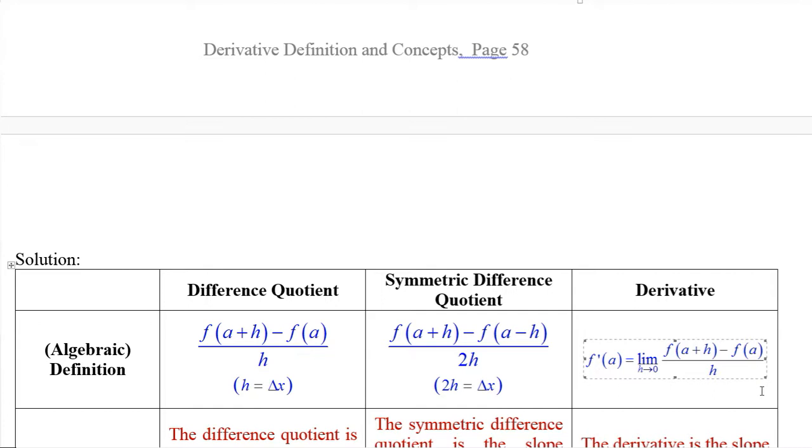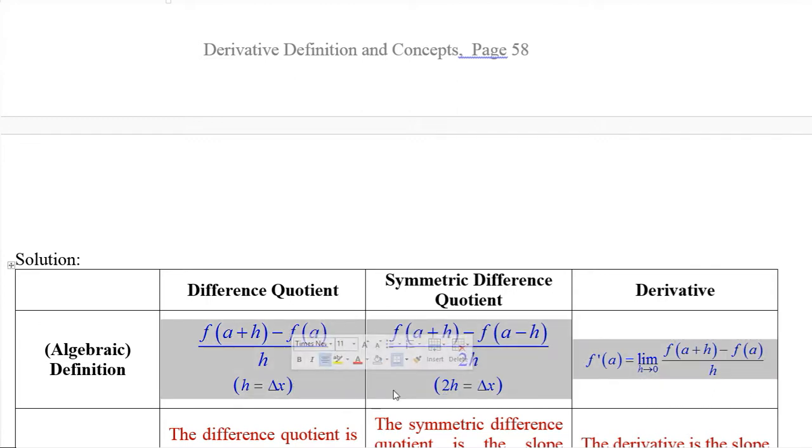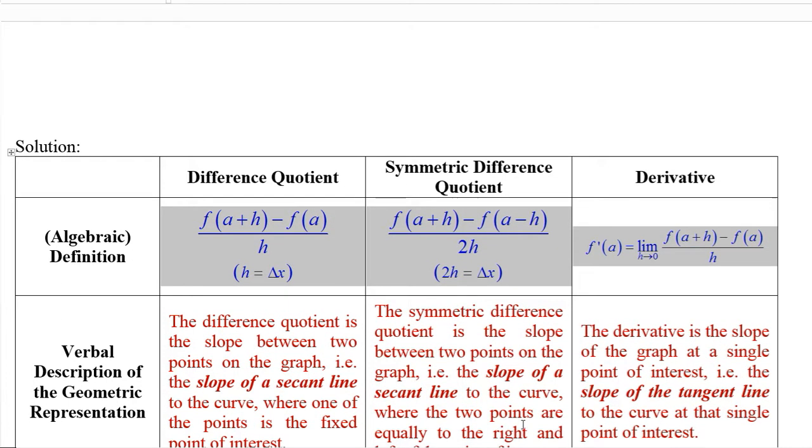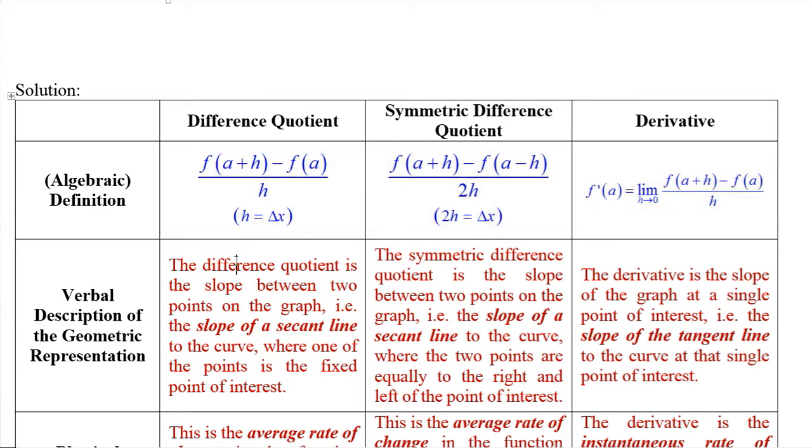So those are the definitions. Definitely should memorize those. Those are extremely important. Next, we'll talk about the description here. So there's definitely some key words I'm looking for here. One of the key words is slope. In fact, that's the key word in all of these.